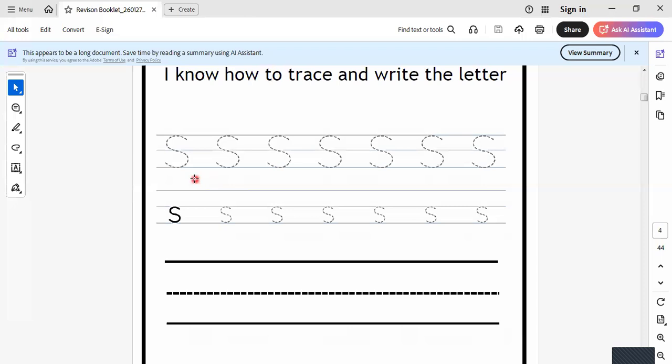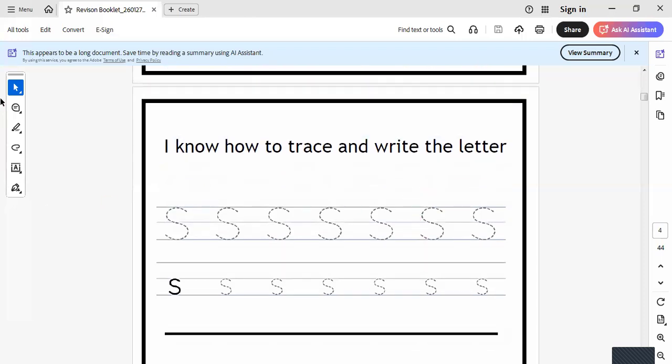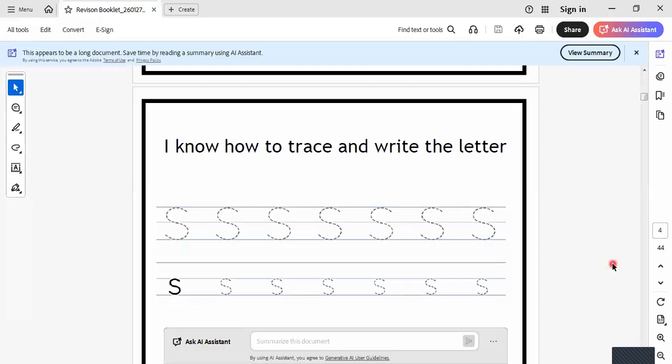So here it's called letter S. After I finish the video, I will leave you the booklet below the video to download it and trace the letters. Letter S is written like this in capital and written like this in small, okay? And if you have any questions, you can send them to me on the channel. I will reply immediately, okay?